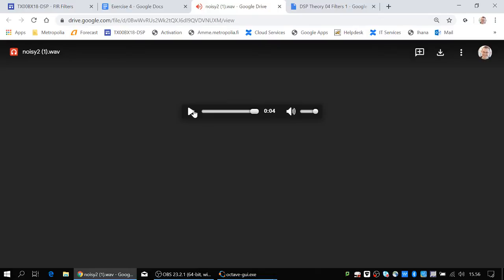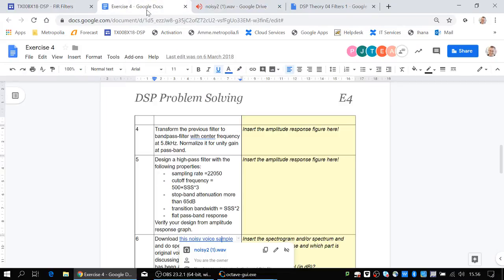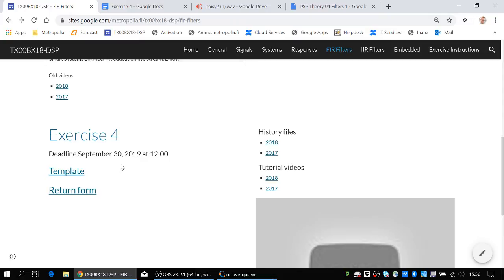Good. So that was all the hints you need in order to do the fourth exercise. And the fourth exercise, let's see. Yeah, deadline is September 30, which is next week, Monday, at 12 o'clock again. Okay, start working.